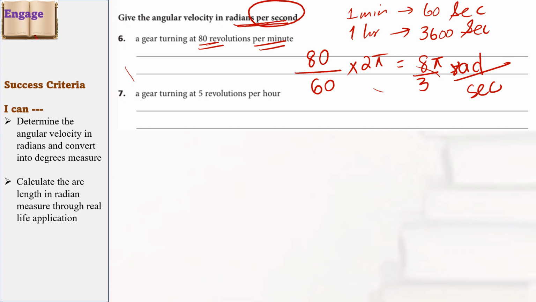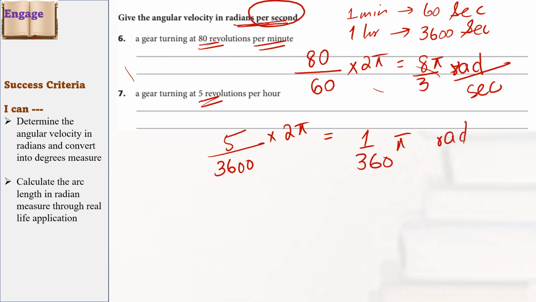A gear turning at 5 revolutions per hour. So 5 revolutions per hour. In 1 hour, I have 3600 seconds. And 1 revolution means 2 pi, multiplied by the 2 pi equals whatever the answer you will get. Write it as radians per second. So 10 divided by 3600, you will get 1 over 360 pi radians per second.